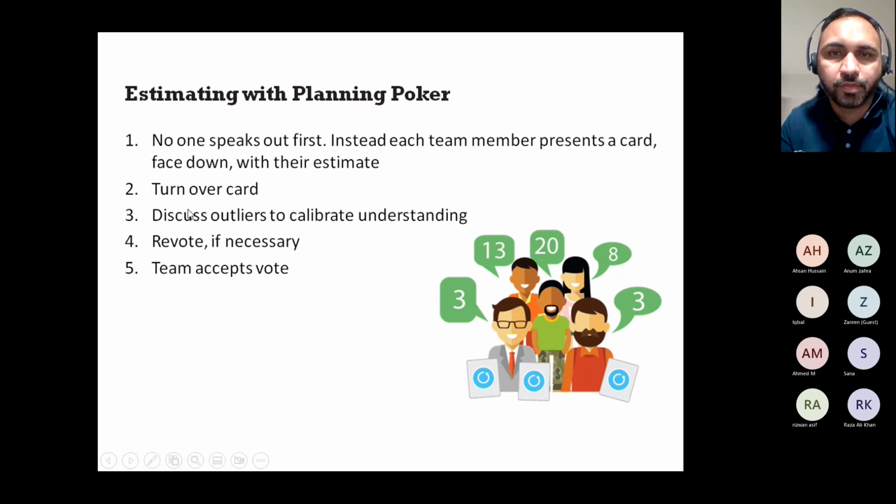Discuss outliers to collaborate on understanding. As you see in the picture, some team members are holding 3, some 8, 20, 13. Bring them to the table, question and answer, right? Talk about it, re-vote if necessary. Remember I mentioned, try your best to talk to the higher estimate first, and then when estimating another story, talk to the lower first and then the higher. That's how the team feels this is a good estimation technique, because you don't always set the expectation of talking about the highest ones first.